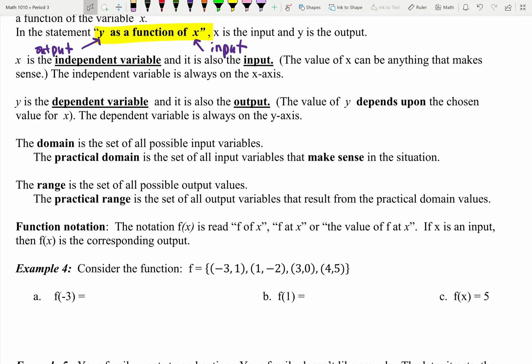The independent is the x. It can be whatever it wants. It's also the input. Well, look how easy this is to remember, guys. The I goes to the I. The independent is the input. And it goes on the x-axis.